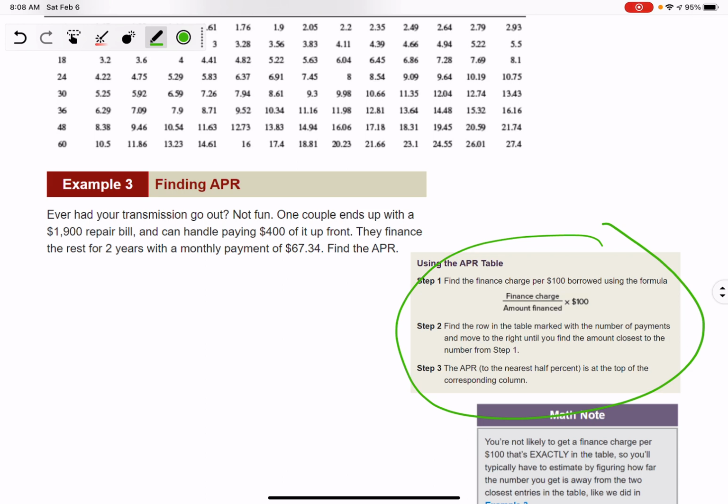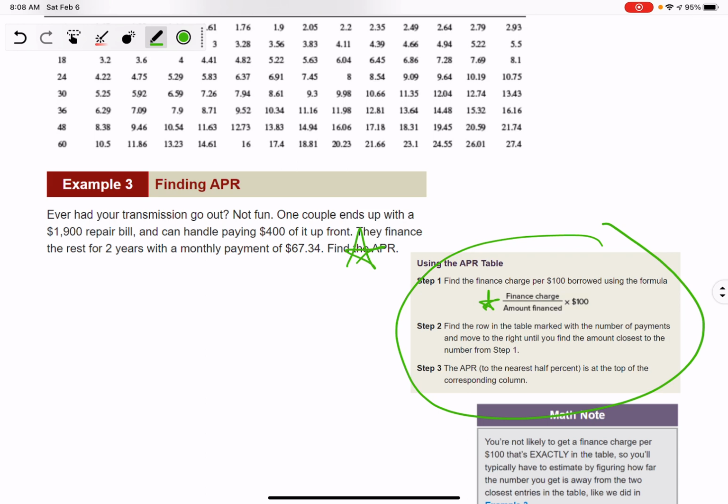Ever had your transmission go out? Not fun. One couple ends up with a $1,900 repair bill and can handle paying $400 of it up front. They finance the rest for 2 years with a monthly payment of $67.34. Find the APR. All right. So the first step is to find the finance charge per $100 borrowed using this formula.